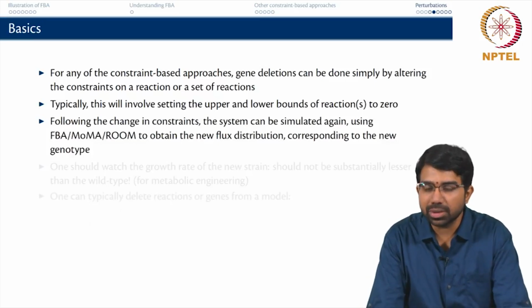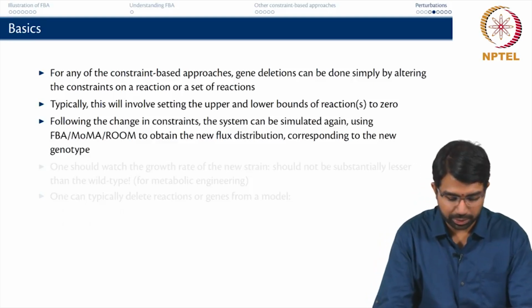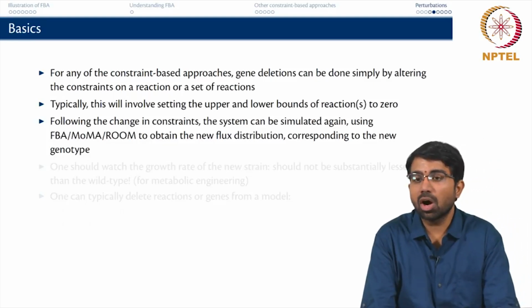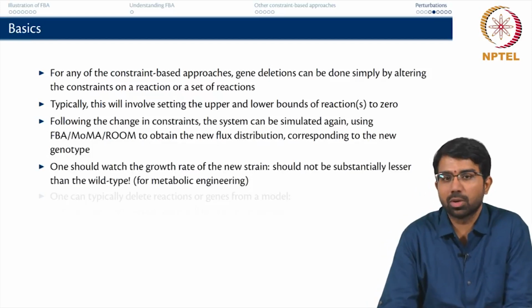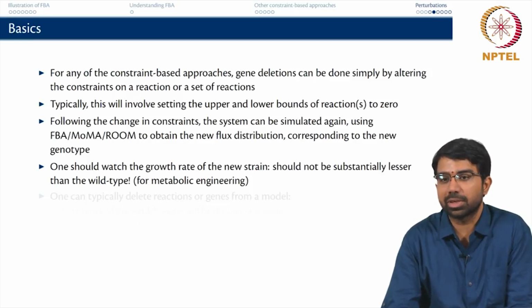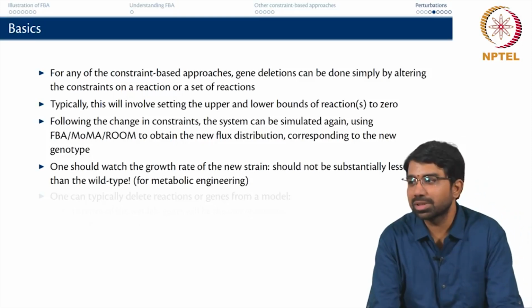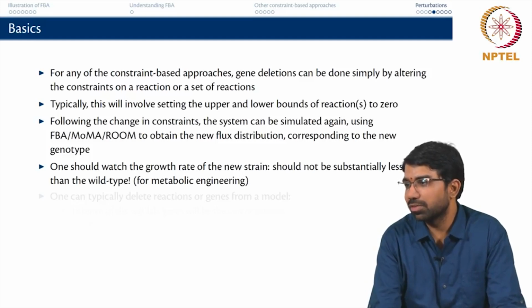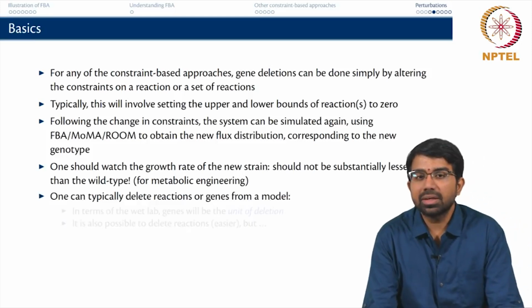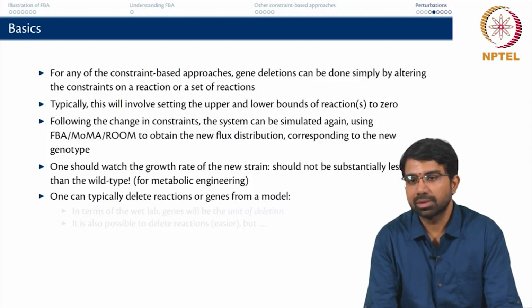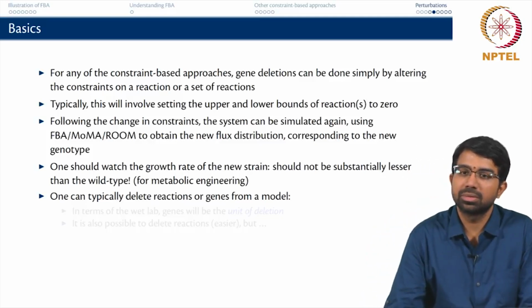Following this change in constraints, you can resimulate the system using any algorithm of your choice, FBA, MoMA, ROOM, whatever, corresponding to the altered, perturbed genotype. But you should still watch out for the growth of the new strain, especially in case of metabolic engineering. If the growth rate really drops, even though you get enough product, it may not be sufficient. So, you can either delete reactions or genes from a model. What is the difference between the two?